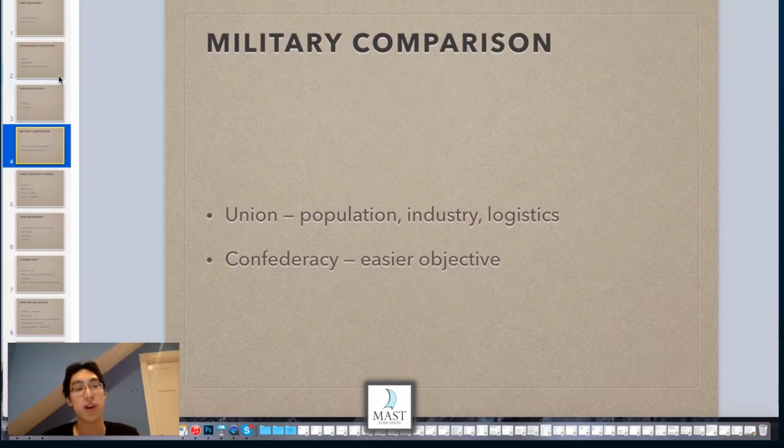The Confederacy, on the other hand, did not feel the need to invade the Union. They didn't care what the Union was up to as long as they left the South alone. So their main goal was to just stay and defend their own territory against the Union, slowly wear them out over time.